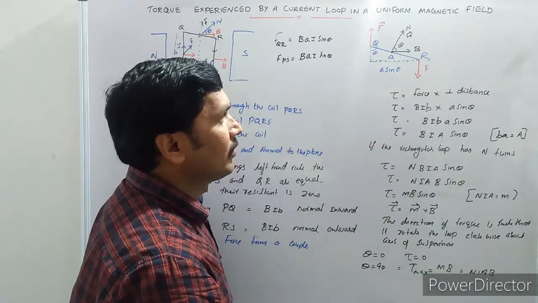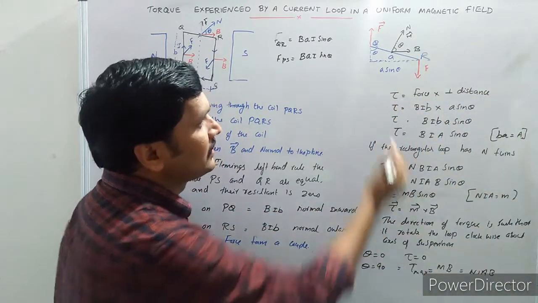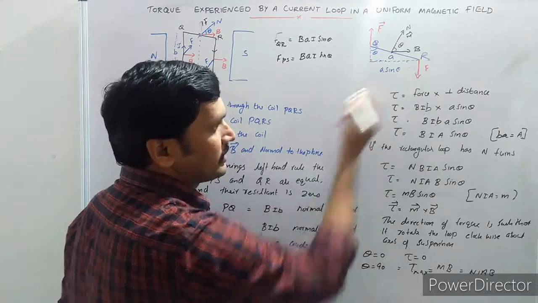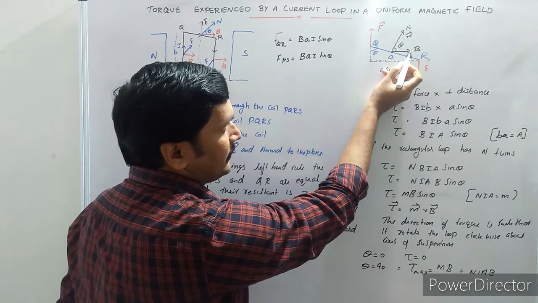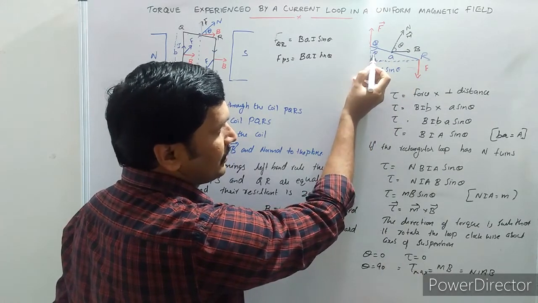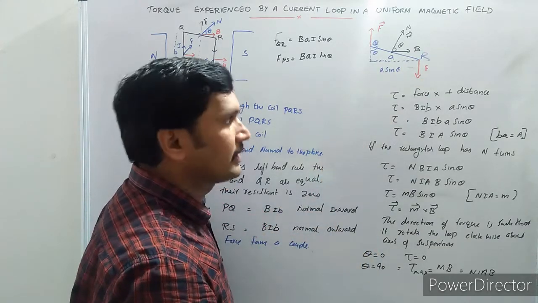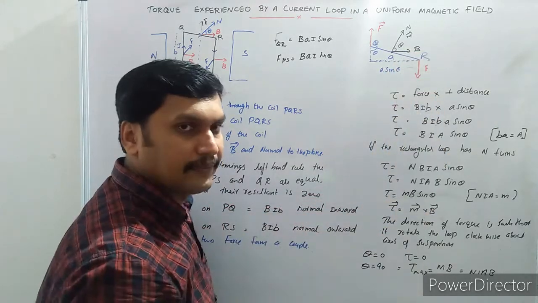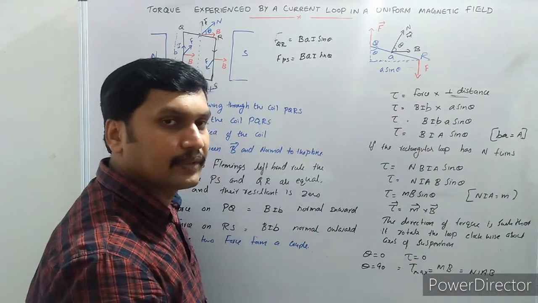We want to find what the torque is. We know torque is equal to force into perpendicular distance. This is the perpendicular distance between these two forces. What is that? This is the side a, and the angle between the magnetic field and the normal is theta. So this angle is also theta. So we can write this distance as a sine theta by using a trigonometric relation. So the perpendicular distance is equal to a sine theta.